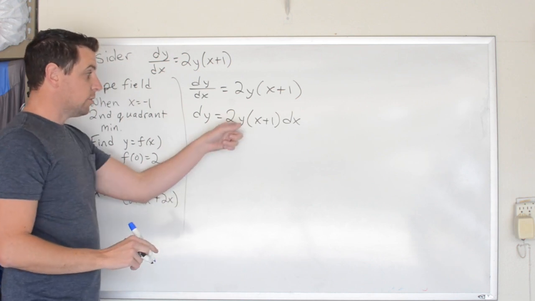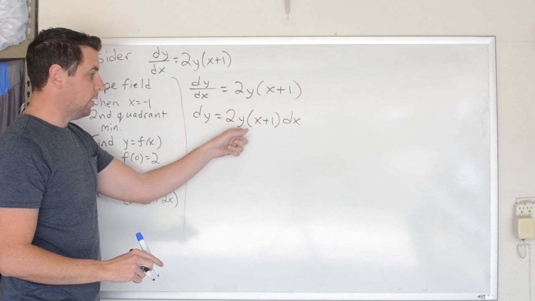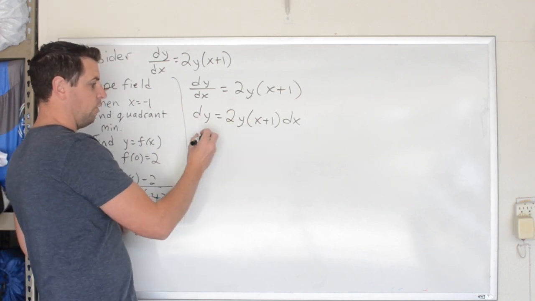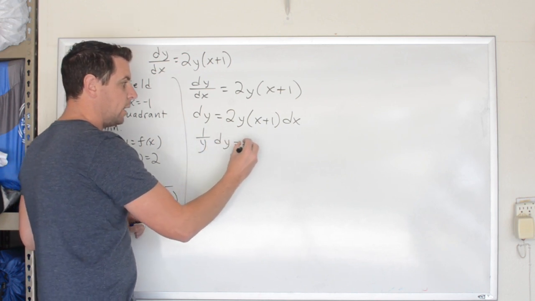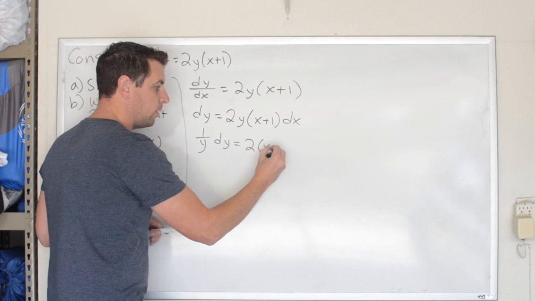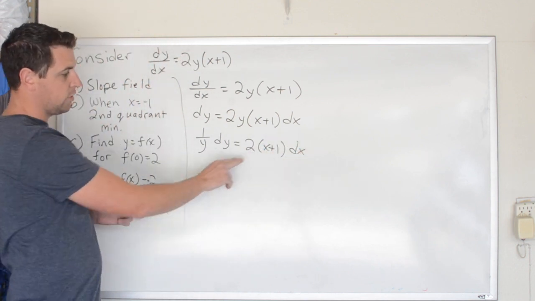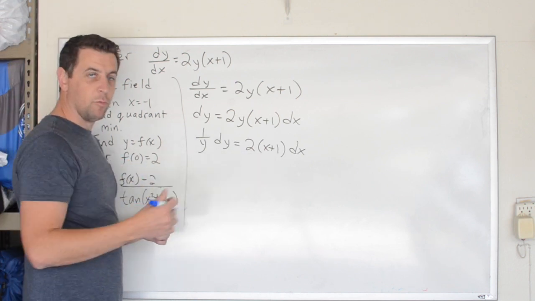And the y terms, I need to bring over here. So I'm just going to divide by the y. When I do that, because these are all being multiplied, I get 1 over y dy equals 2 times (x plus 1) dx. This 2 can distribute in, and it'll make it a little bit easier for our integration purposes. And so we'll do that soon.